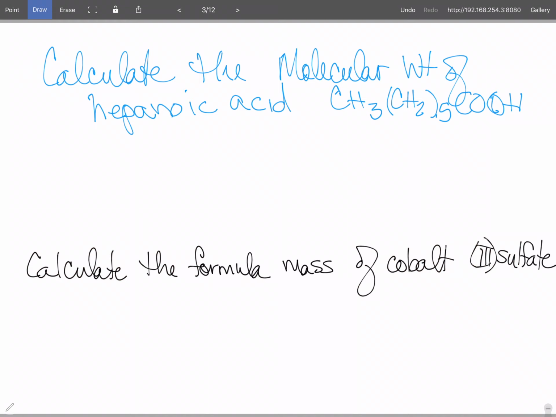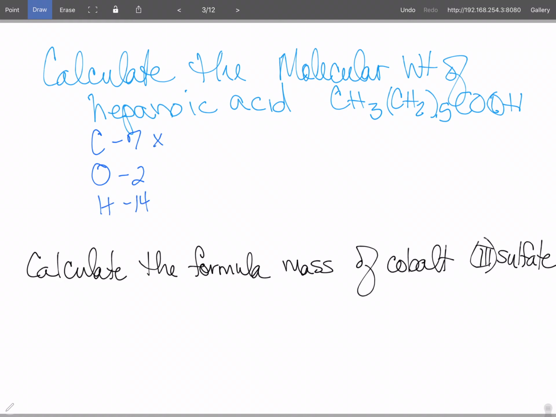Okay, so for some reason I had a slide in here. It's gone now. I'm not sure where it went, but I want to go ahead and work it. And what this is, calculate the molecular weight of heptanoic acid. And heptanoic acid has this formula here. So if you look at it, we have 7 carbons. We have oxygen, we have 2 of those. In the hydrogens, we have 14.